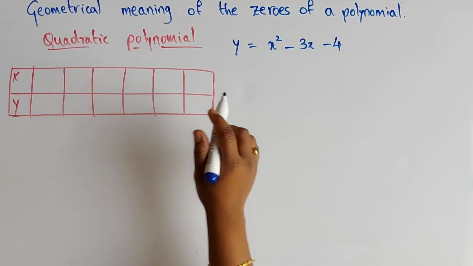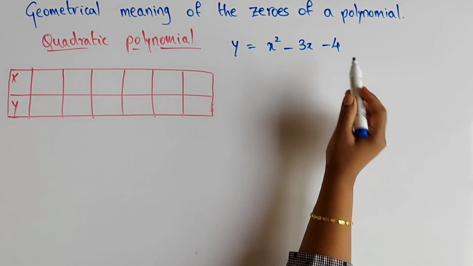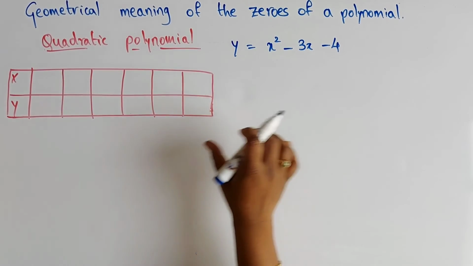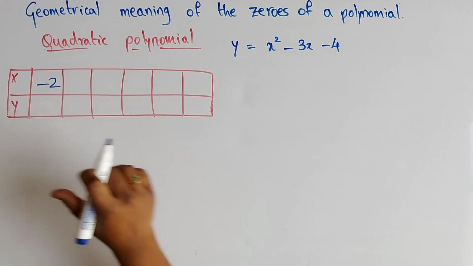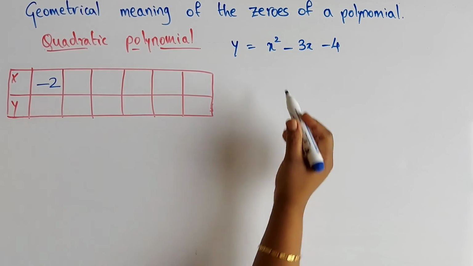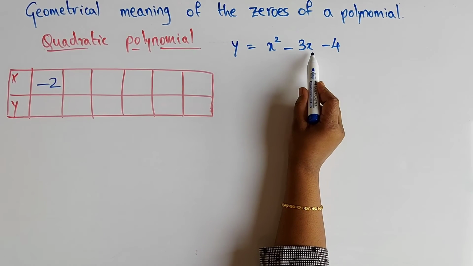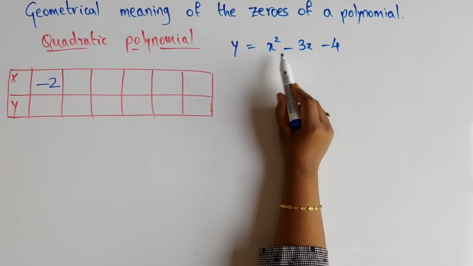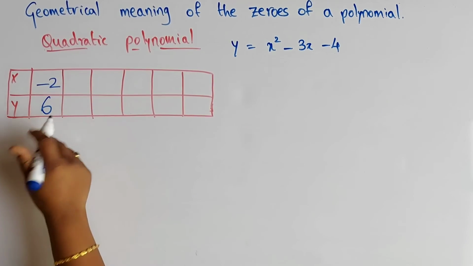Now the second one is the quadratic polynomial, children. Here I took y equal to x square minus 3x minus 4. Let's find the x and y values here. Here I took minus 2. The x value is minus 2 here. Substitute the x value here, minus 2 square, that is 4, minus 3 into minus 2, plus 6. 4 plus 6 is 10. 10 minus 4 is 6. So the y value is 6.